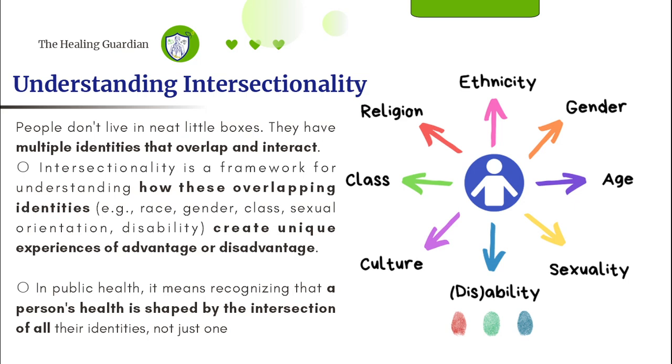People don't live in neat little boxes. They have multiple identities that overlap. So what we call intersectionality is a framework for understanding how overlapping identities create unique experiences of advantage or disadvantage. So in public health, it means you have to recognize that a person's health is shaped by the intersection of all their identities, not just one.